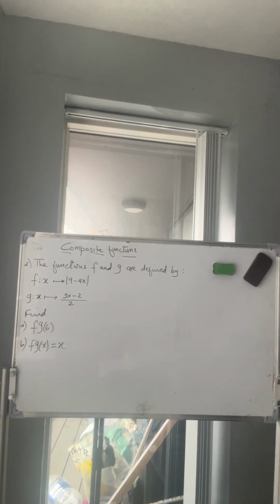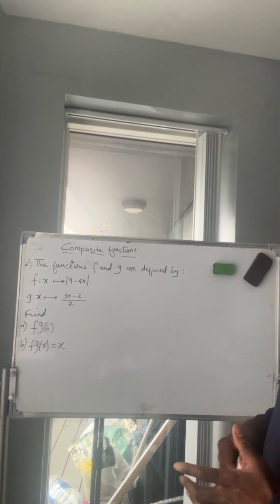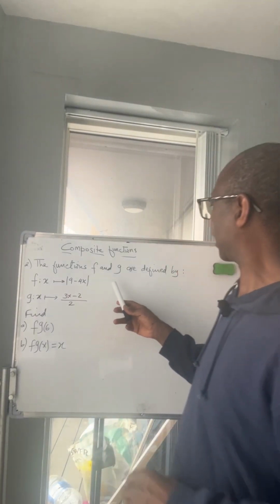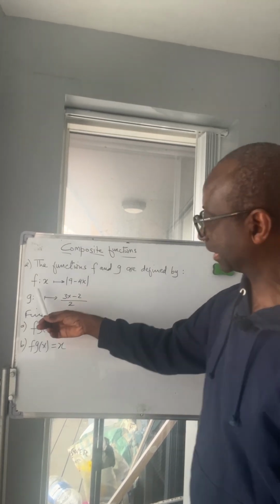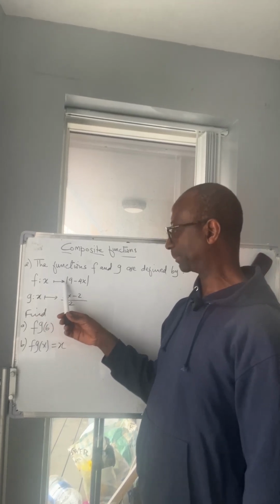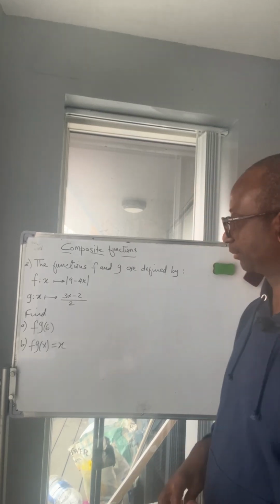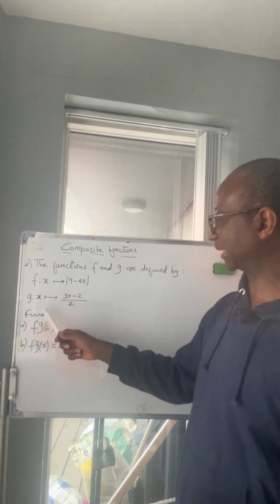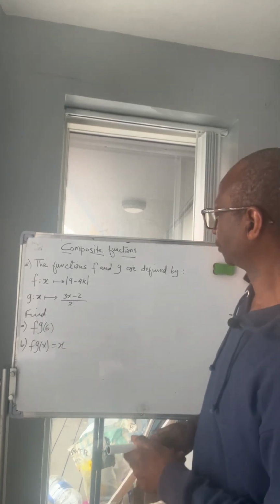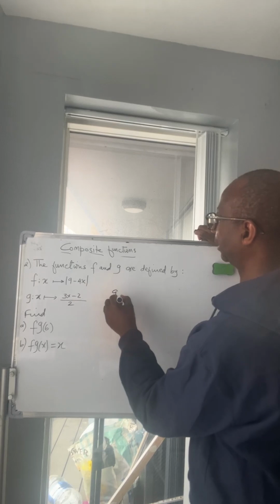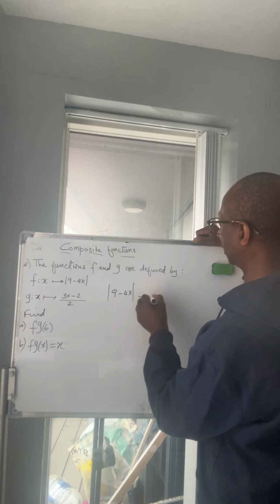We are looking at question number 2 here under composite functions. The functions f and g are defined by f is such that x is mapped to the modulus function 9 minus 4x, and g is such that x is mapped to (3x minus 2) over 2. This one here, 9 minus 4x, put inside these straight lines, is simply a modulus function.